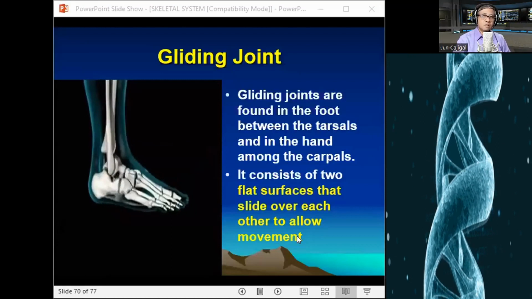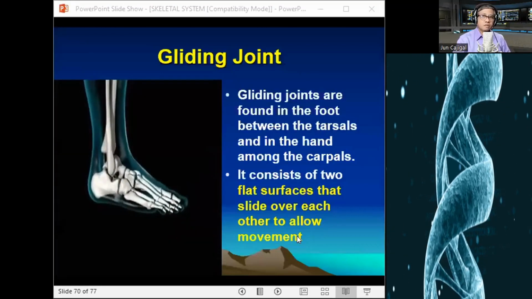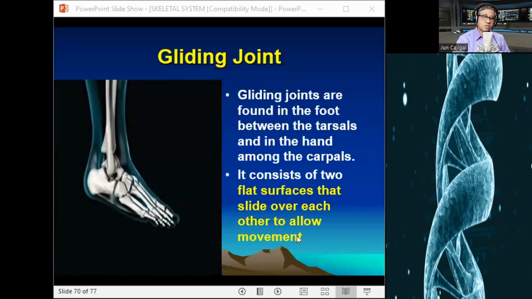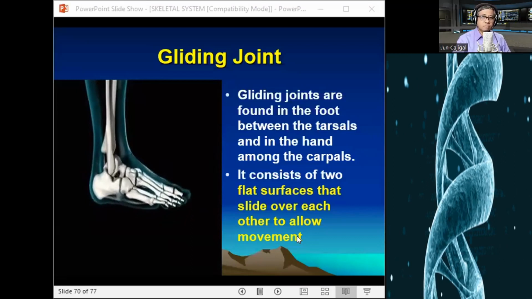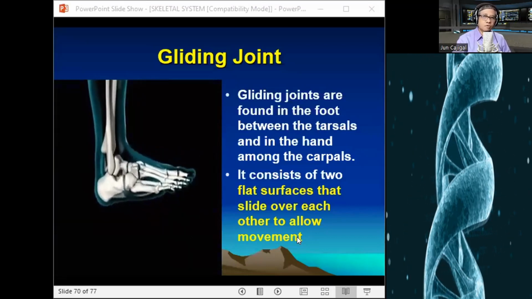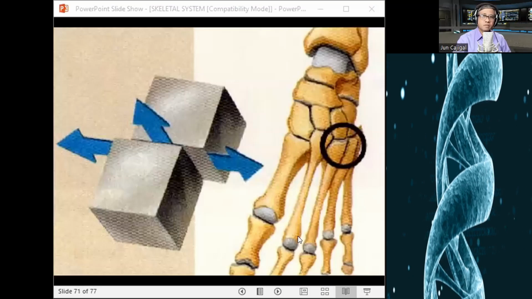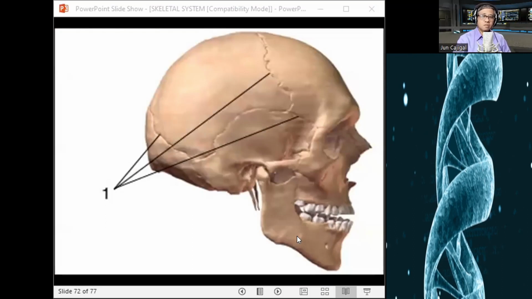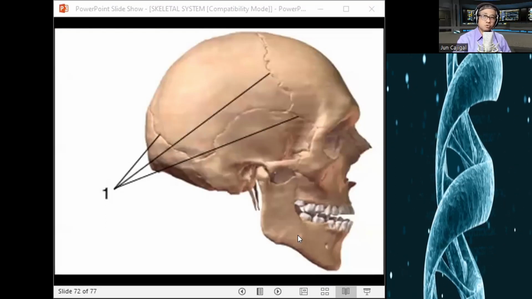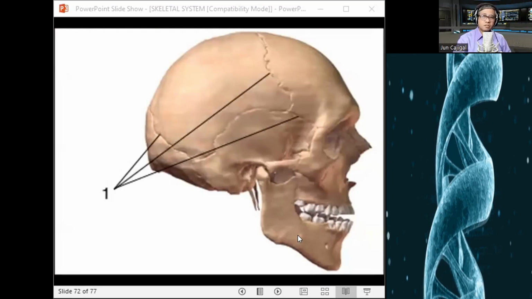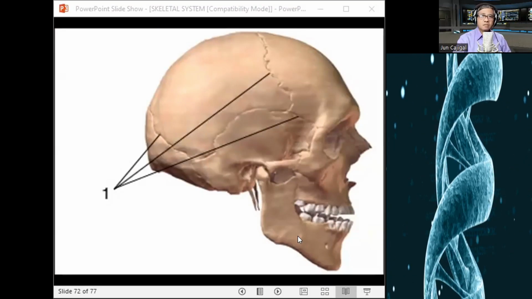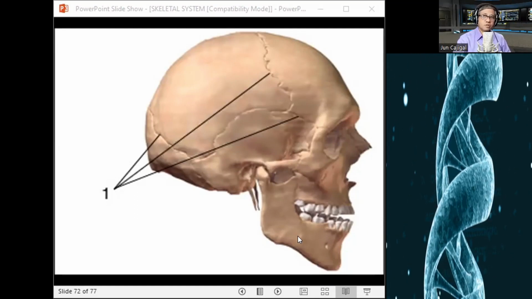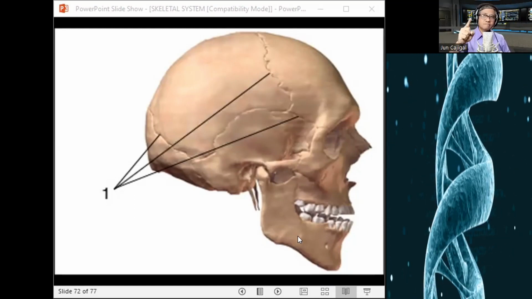Then we have what we call the gliding or sliding joint. Now, the gliding joints are found in the foot between the tarsals and in the hands among the carpals. It consists of two flat surfaces that slide over each other to allow movement. Alright, so those are the movable joints, and what we have here are the immovable joints, or what we call the sutures, like the bones that comprise the skull. Alright, so let's watch this video about the types of joints.